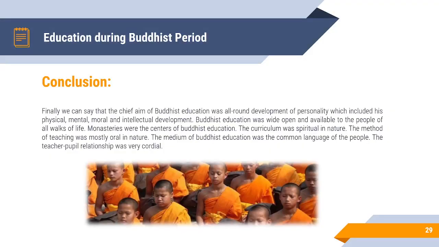So finally we are at the end of our video. We can say that the chief aim of Buddhist education was all-around development of personality, which included physical, mental, moral, and intellectual development. Buddhist education was wide open and available to people of all walks of life.